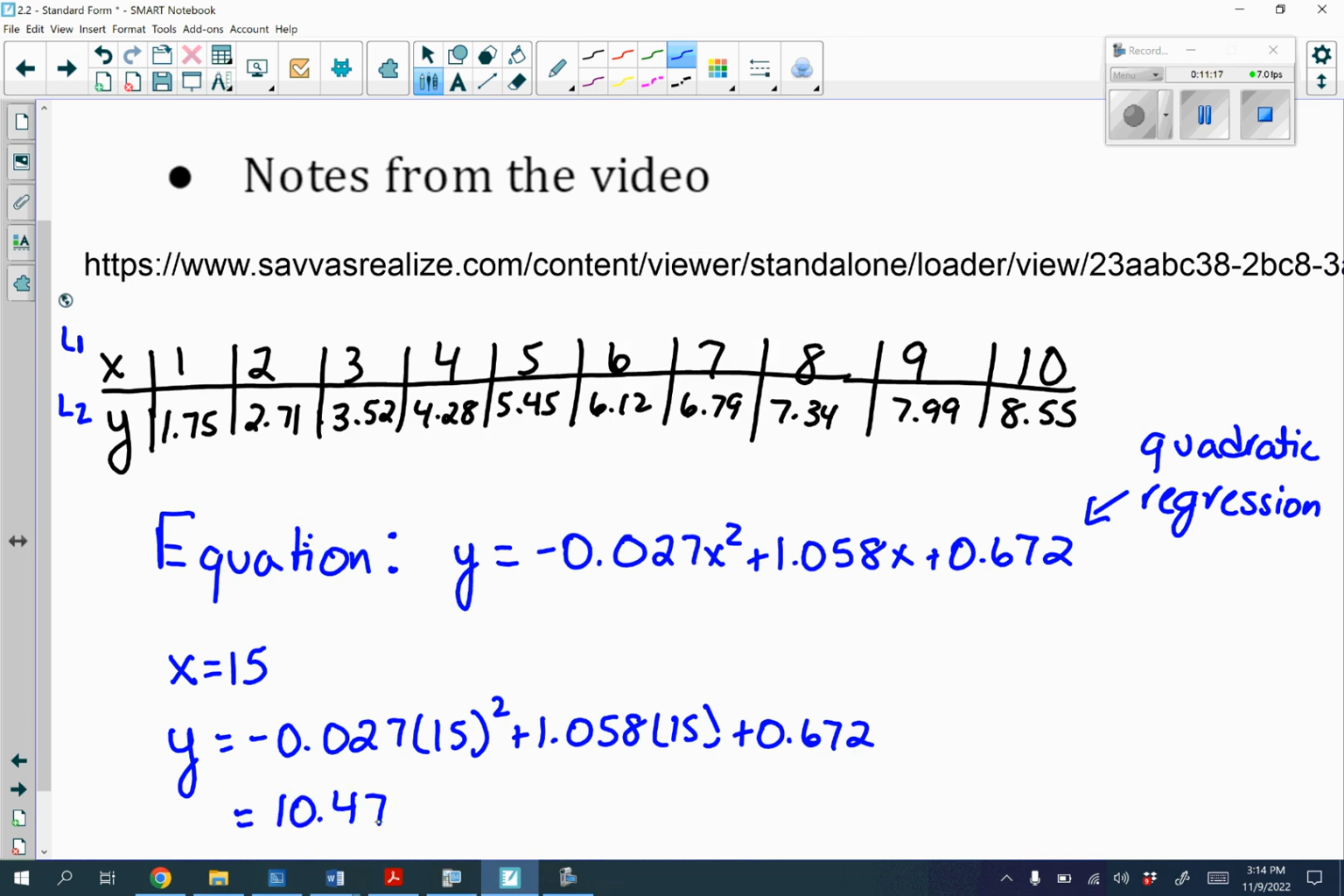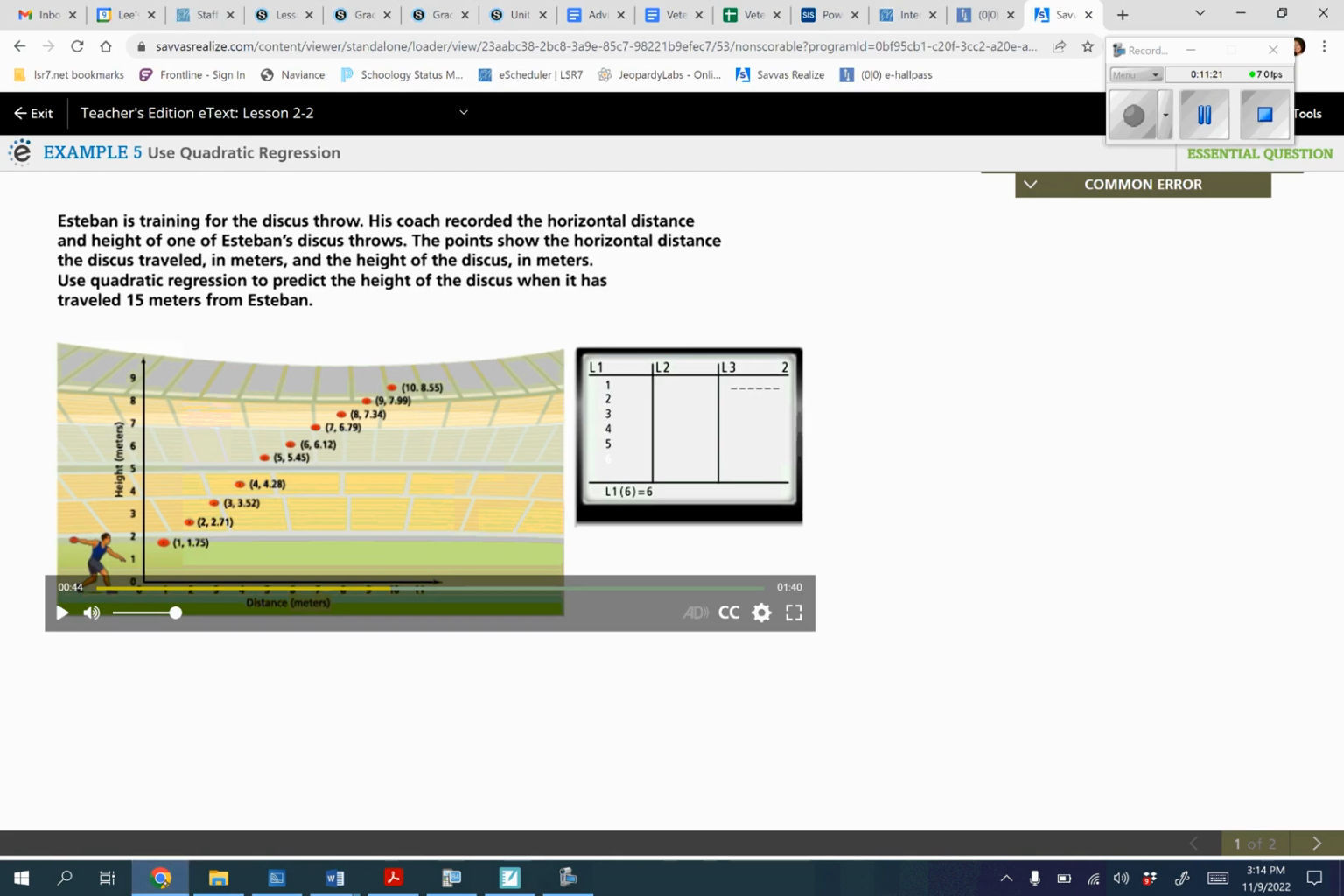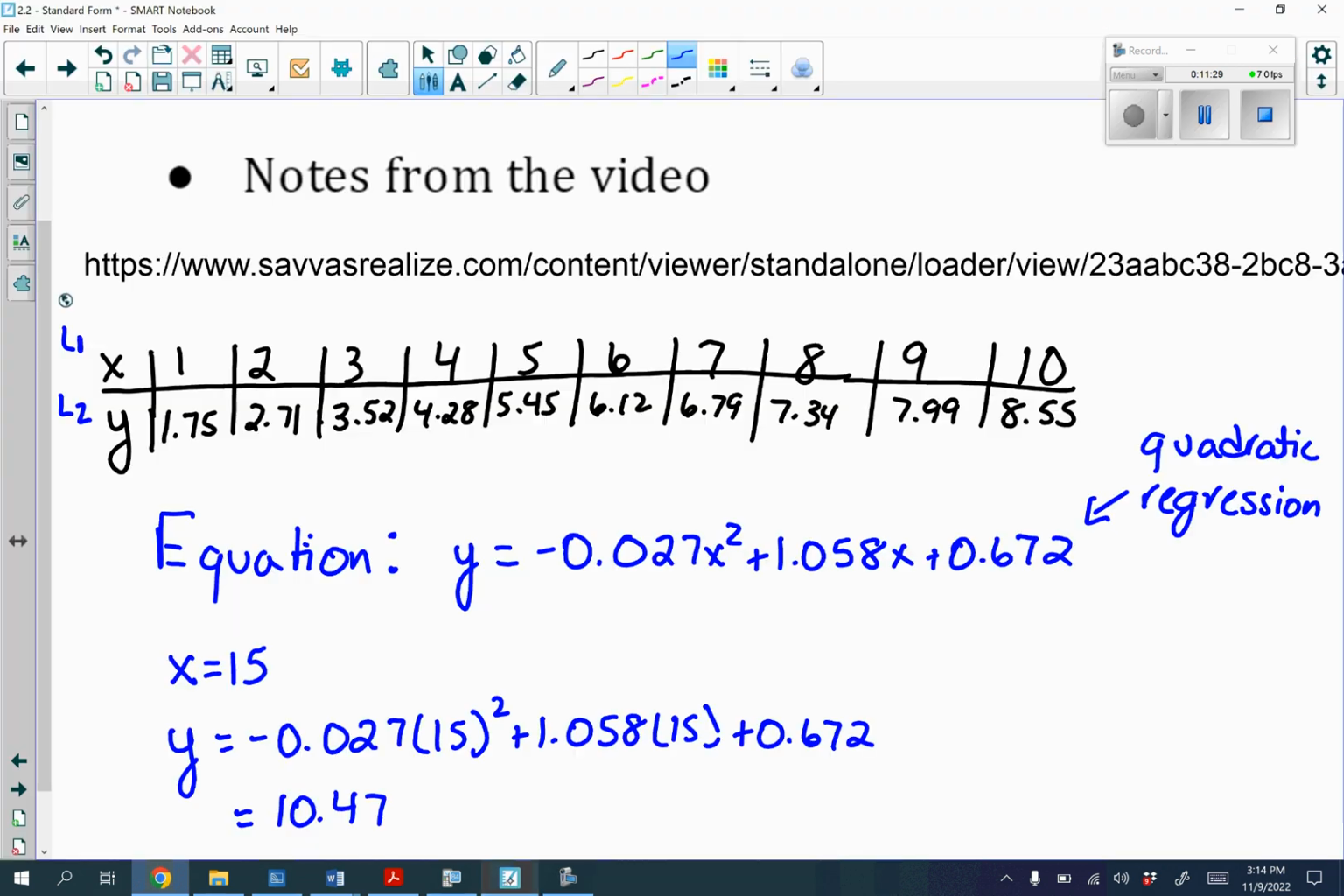And don't forget your label. So we go back to our video. It says the distance, and I know the strip here is kind of hovering, but distance is in meters here. So it's in meters if you can see underneath. Okay. So we have 10.47 meters, and that is our answer. So that's how we do a regression, or use the quadratic regression feature to write the quadratic equation.